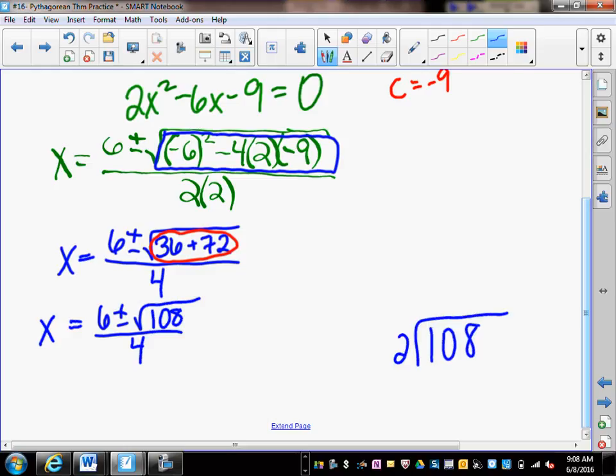72 divided by 2 gives us 36. Divided by 2 gives us 18. Divided by 2 gives us 9. Can we divide 9 by 2? No, so try 3. And that gives us 3. Divided by 3 gives us 1.